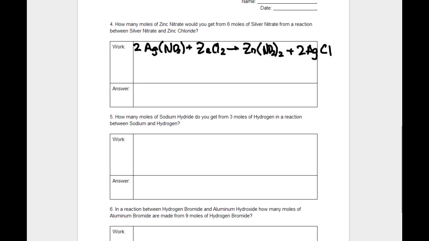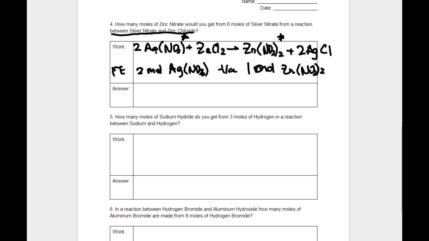Number 4, we have how many moles for zinc nitrate would you get from 6 moles? So the question is written out in a backwards way. So the actual reaction is between silver nitrate and zinc chloride, which is what is written out. And now the question is asking to compare zinc nitrate and silver nitrate. When you have 6 moles of silver nitrate, what do you have for the zinc nitrate?